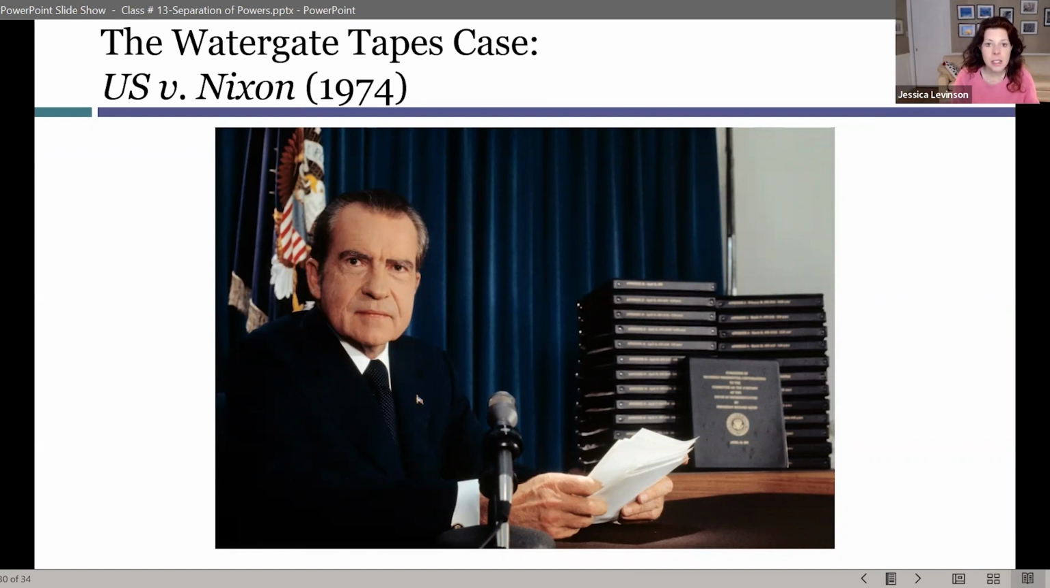Now, Nixon says, no, I don't have to respond to the subpoena. I'm immune because of this thing called executive privilege. And again, executive privilege is an evidentiary privilege, and it would give the president and maybe some of his close advisors the right to withhold information from other government branches. What does that mean?